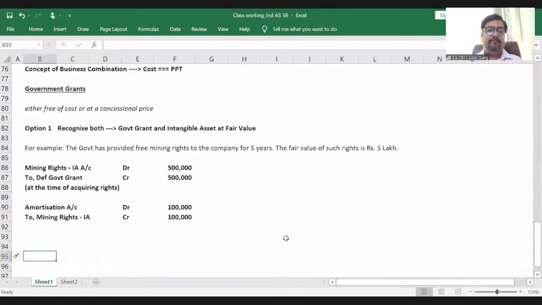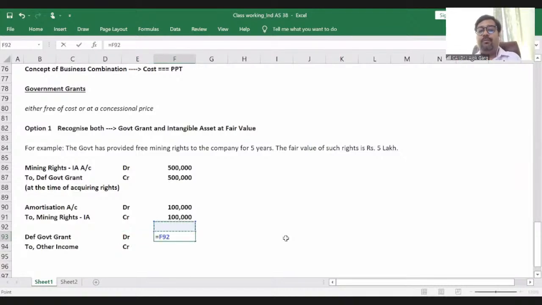Second entry would be this deferred government grant debit to other income. This deferred government grant liability will be debited and other income will be credited over a period of 5 years. 5 lakh divided by 5.